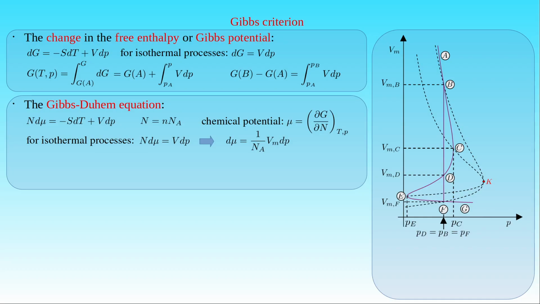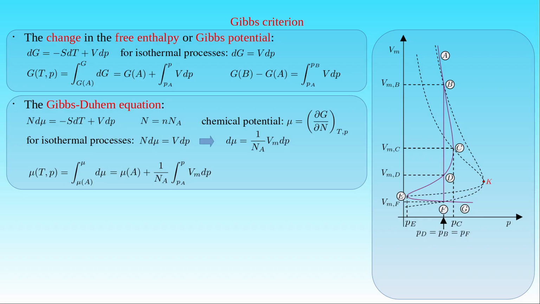This equation can be integrated along an isothermal path from the initial state A to an arbitrary state, as in the case of the Gibbs potential, which gives an equation stating that the chemical potential μ, as a function at the constant temperature T and the instantaneous pressure P of the system, is equal to the initial chemical potential of the system in the state A, plus 1 over the Avogadro's number times the integral of the molar volume Vm of the system with respect to the pressure from the pressure Pa to the pressure P.